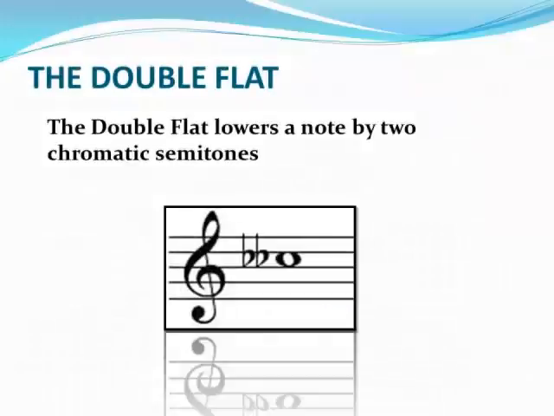Guess what the double flat does? It lowers a note by two chromatic semitones. There's no special symbol for the double flat. We simply write two flats in front of the note. Remember, chromatic semitones have a common letter name. That means that the double flat must also have the same note name. In this example, we have C double flat. So we know that from C to C flat is one semitone. From C flat down to C double flat would bring you to B flat. So B flat and C double flat are enharmonic twins.